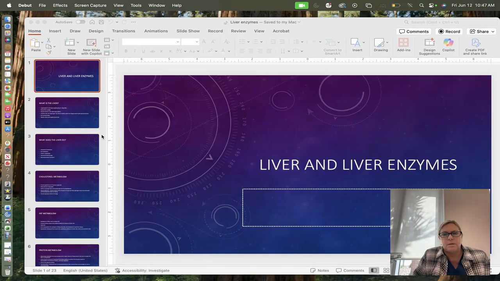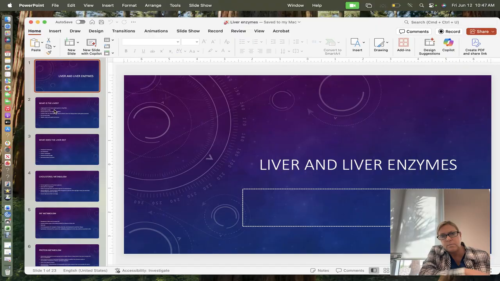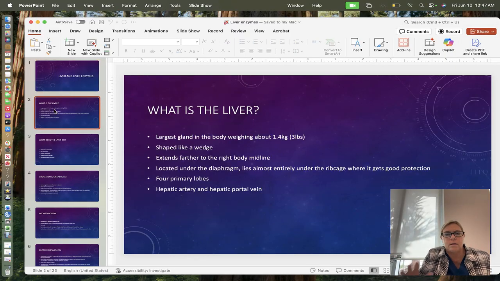Okay, so we're going to go over liver enzymes and the liver. And what is the liver? The liver is the largest gland in the body. It weighs about 1.4 kilograms, which is 3 pounds. It's shaped like a wedge.